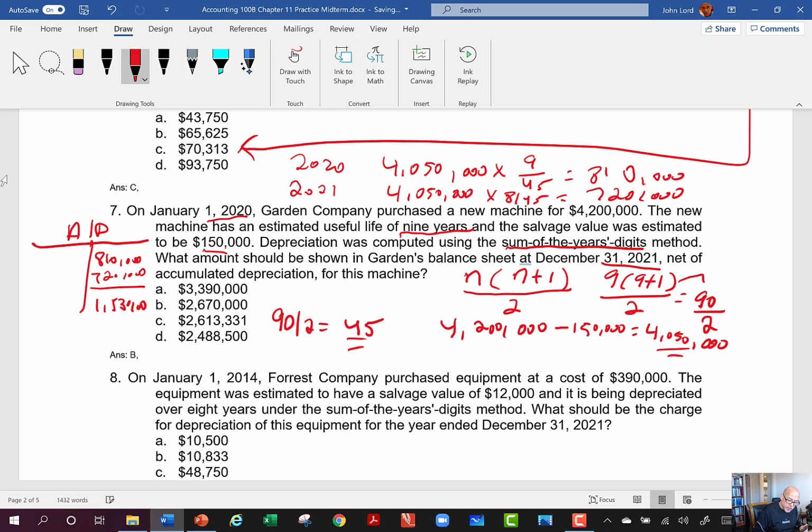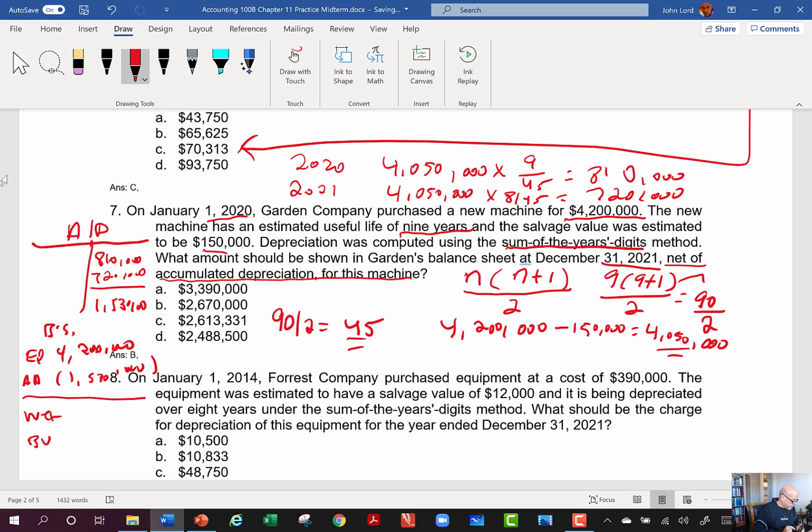Now they're asking me what should be shown on the balance sheet for the equipment net of the accumulated depreciation. An easy mistake to make would be to say, well, go to 4,050,000 and subtract off that. No, when I present it on the balance sheet, I'm going to show the equipment. Equipment will be $4,200,000. And then I would subtract the accumulated depreciation of $1,530,000. Sorry, guys, I know that's hard to read. That gives me the net book value of this thing.